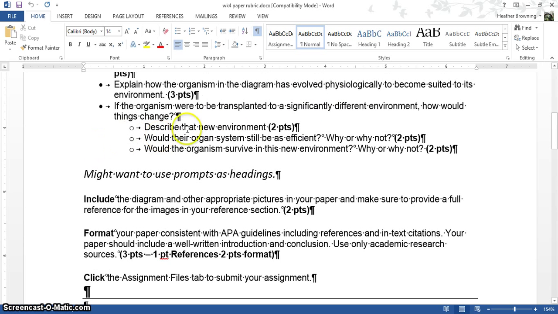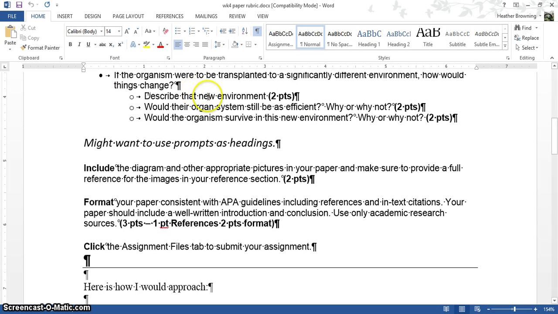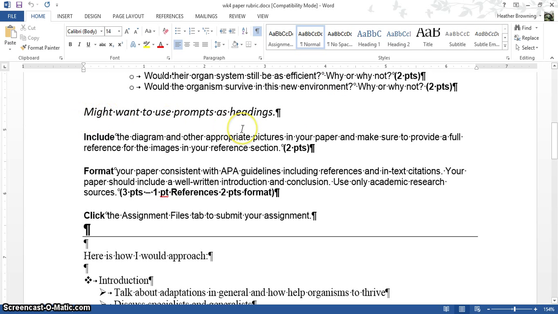If the organism were to be transported to a significantly different environment, how would things change? Describe that new environment. Would their organ system still be as efficient? Why or why not? And would the organism survive? Why or why not? Okay, you might want to use prompts as headings because that makes me happy personally, but whatever does it for you.